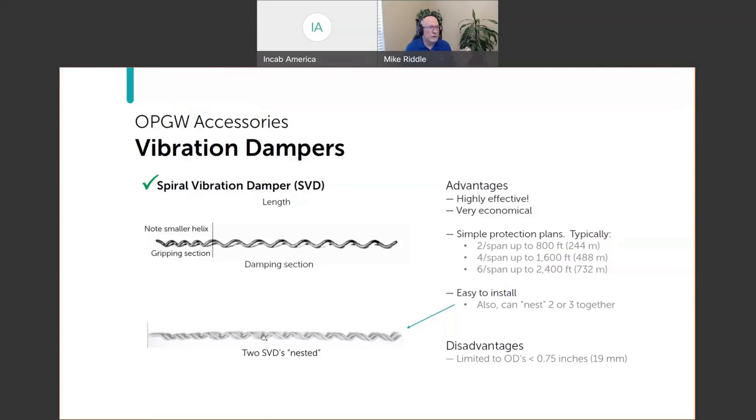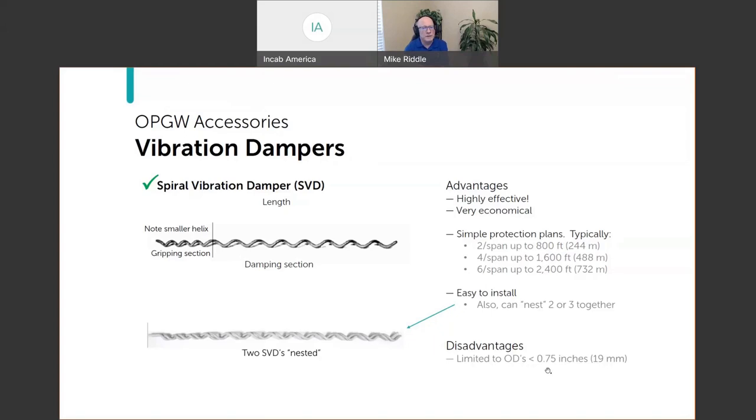I've been in PLP's vibration span, and you vibrate a cable and then you put one of these on and it stops the vibration immediately, like magic. It's really very effective, and they're very economical. You have very simple protection plans, typically 2 per span up to 800 feet, 4 per span up to 1600, 6 per span up to 2400.